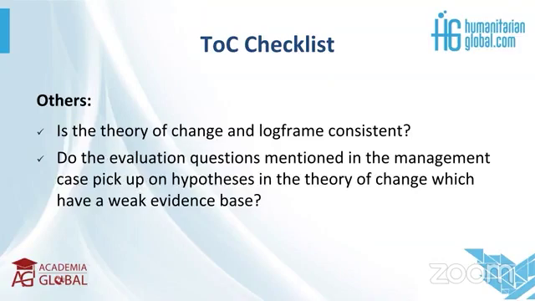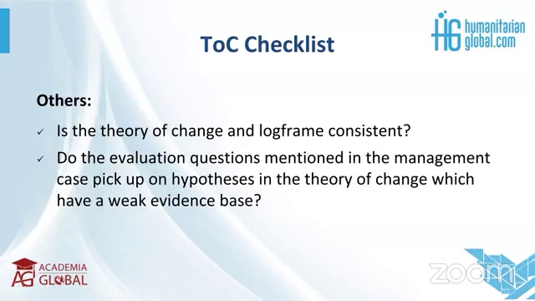Then you also need to look at the evaluation questions mentioned in the management case or in your proposal. They should pick up on hypotheses and theory of change that have a weak evidence base. You can use the DAC criteria if you're forming your evaluation questions, and you want to assess whether they pick up the weaknesses in your evidence. Because remember, again, it's a theory. As much as you have evidence, it's still a theory that we hope at the end of the intervention we'll have evidence to actually strengthen this particular theory, or probably say if we do it this other way, or even have an alternative theory of change.